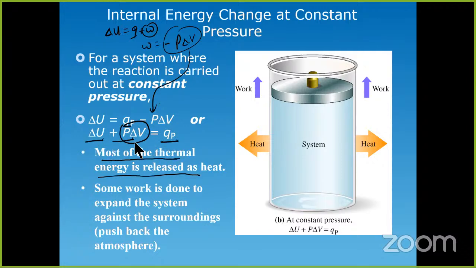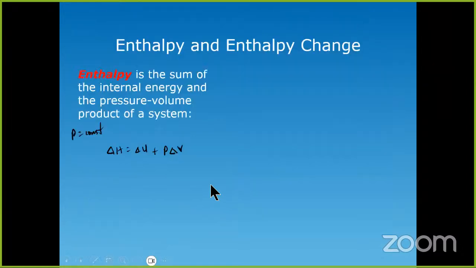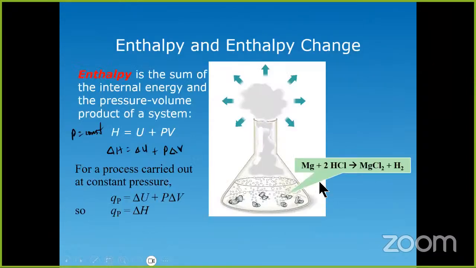And basically the way we interpret this equation is that most of the thermal energy is released as heat. That's the QP part right here. But some work is done to expand the system against the surroundings. And that's where the P delta V part comes from, all right? And the example I was pointing to in the next slide is the reaction between magnesium and hydrochloric acid to form hydrogen. In this particular case, it's an exothermic reaction. And some of the energy change results in the gas hydrogen being pushed out against the atmosphere. And delta U, of course, would be the change in internal energy of the system.